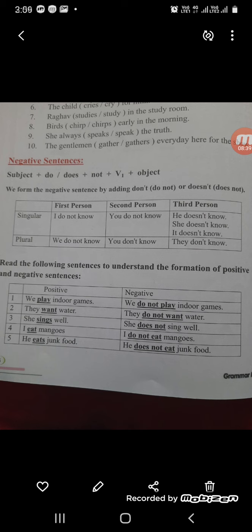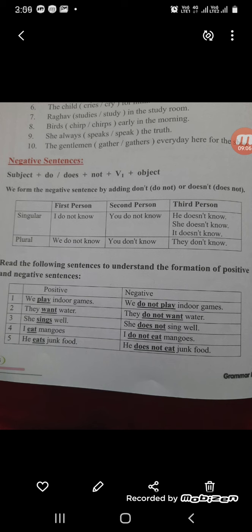Suppose we play indoor games. इसका negative क्या होगा? No क्या होगा? We do not play indoor games. They want water. Negative, they do not want water. She sings well. Negative, she does not sing well. I eat mangoes. Negative, I do not eat mangoes. He eats junk food. He does not eat junk food.